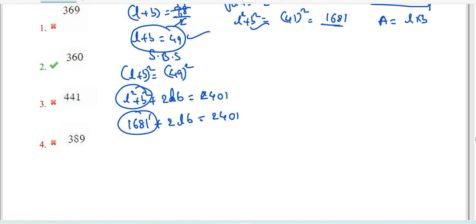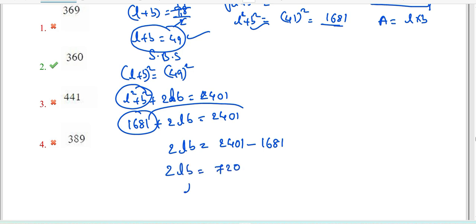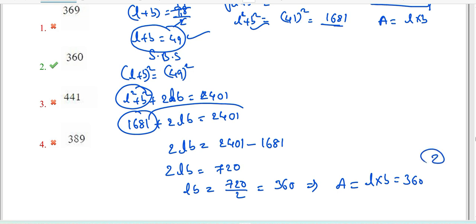And transposing this one to the other side of the equation, you will get 2 times LB is equal to 2401 minus 1681. So 2 times LB is equals to 720, that you will get. From this, L into B is equal to 720 by 2, that is 360. అంటే మనకు ఏరియా ఆఫ్ రెక్టాంగిల్, దట్ ఈస్ L into B is equal to 360 అనేది ఆన్సర్ వస్తుంది. దట్ ఈస్ సెకండ్ ఆప్షన్ ఇస్ కరెక్ట్ వన్.